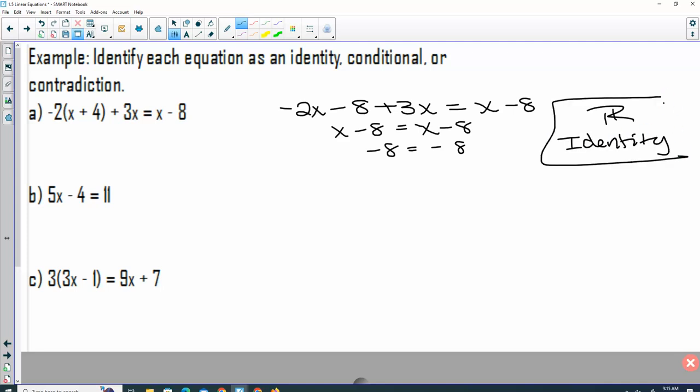So, on a test or quiz, usually what our directions would say would be to solve each equation, identify any identities or contradictions. So I would expect you to tell me the all real numbers because that is the solution, and then it is an identity. B, if we add over the 4 and divide, we get x equals 3. So we got a solution, so it is a conditional.